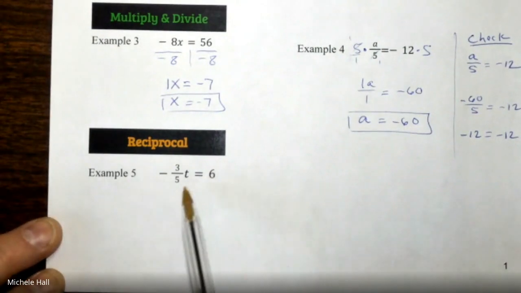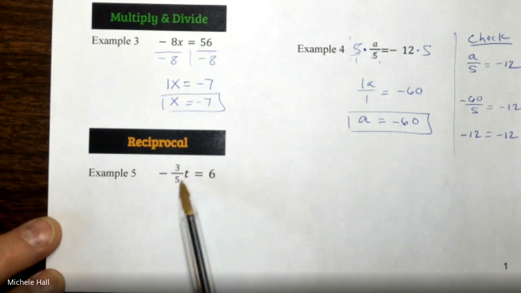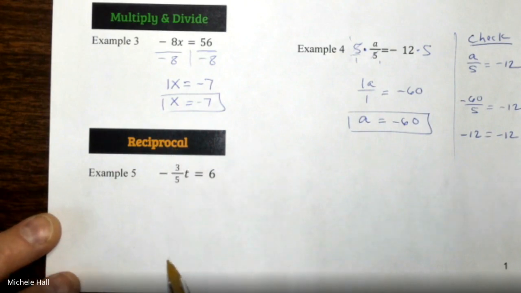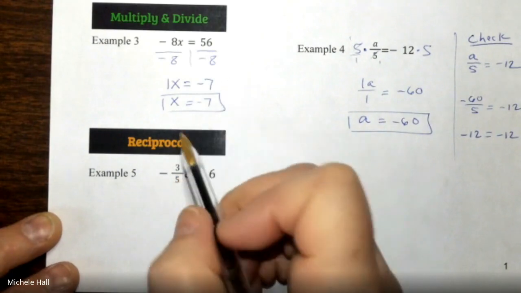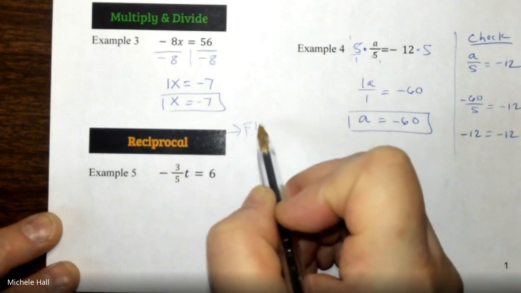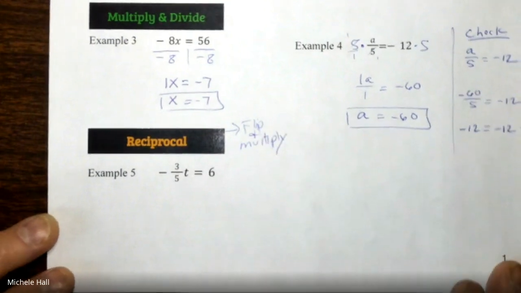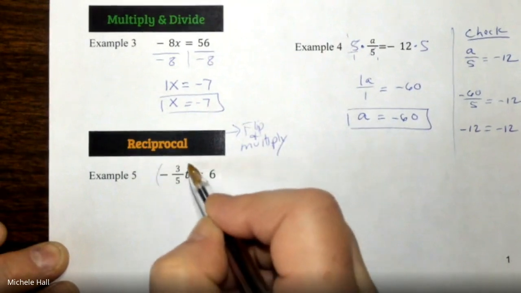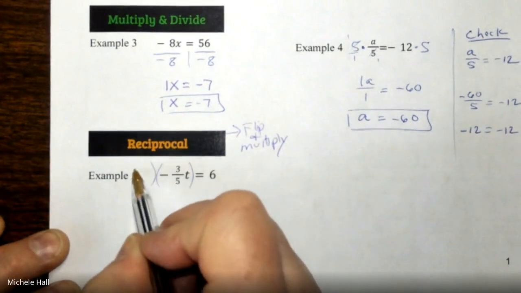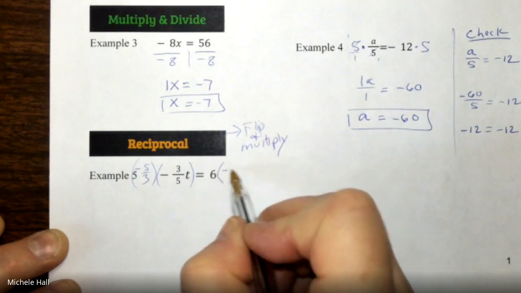On example 5, I see that my variable is being multiplied by negative 3/5. When I see a fraction being multiplied to my variable, I like to use the reciprocal. The reciprocal means to flip and multiply. I am going to multiply. I put the parentheses around it because of that negative sign. I'm going to multiply by negative 5/3. And whatever I do to one side of the equation, I've got to do the same thing to the other side of the equation.